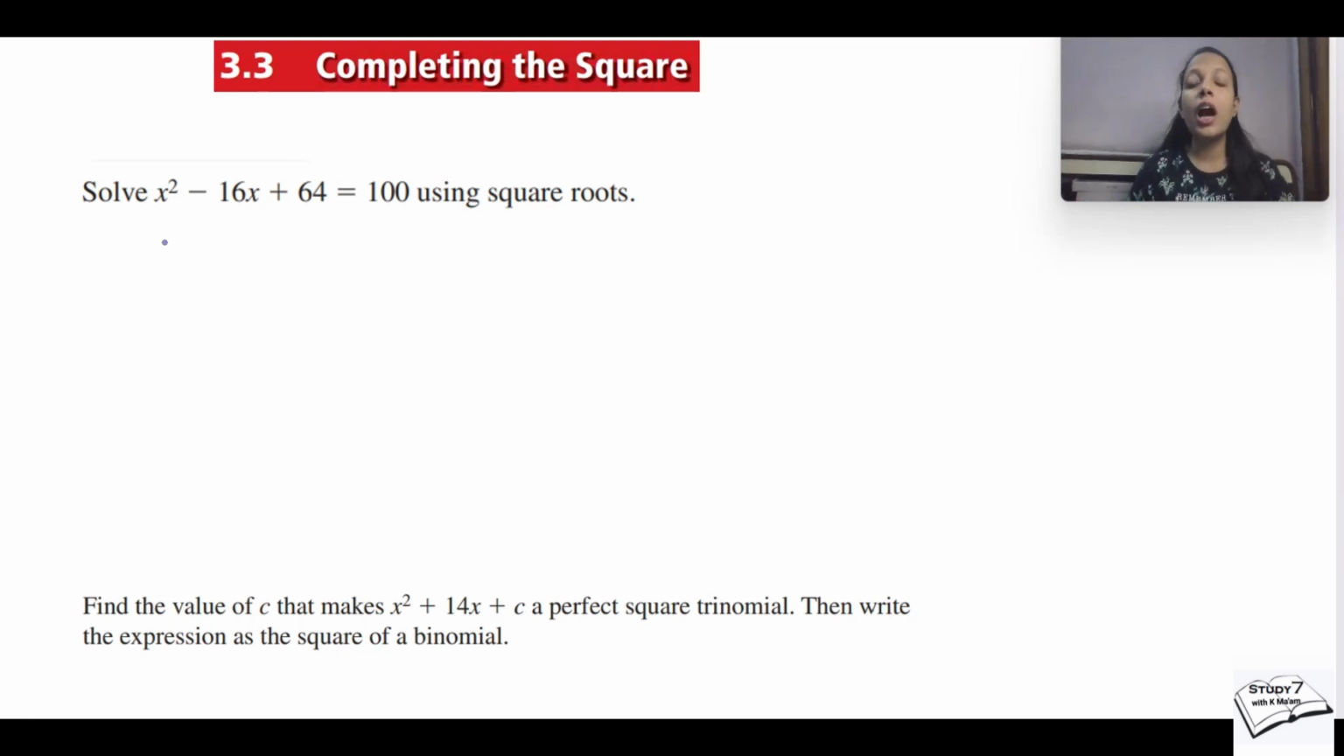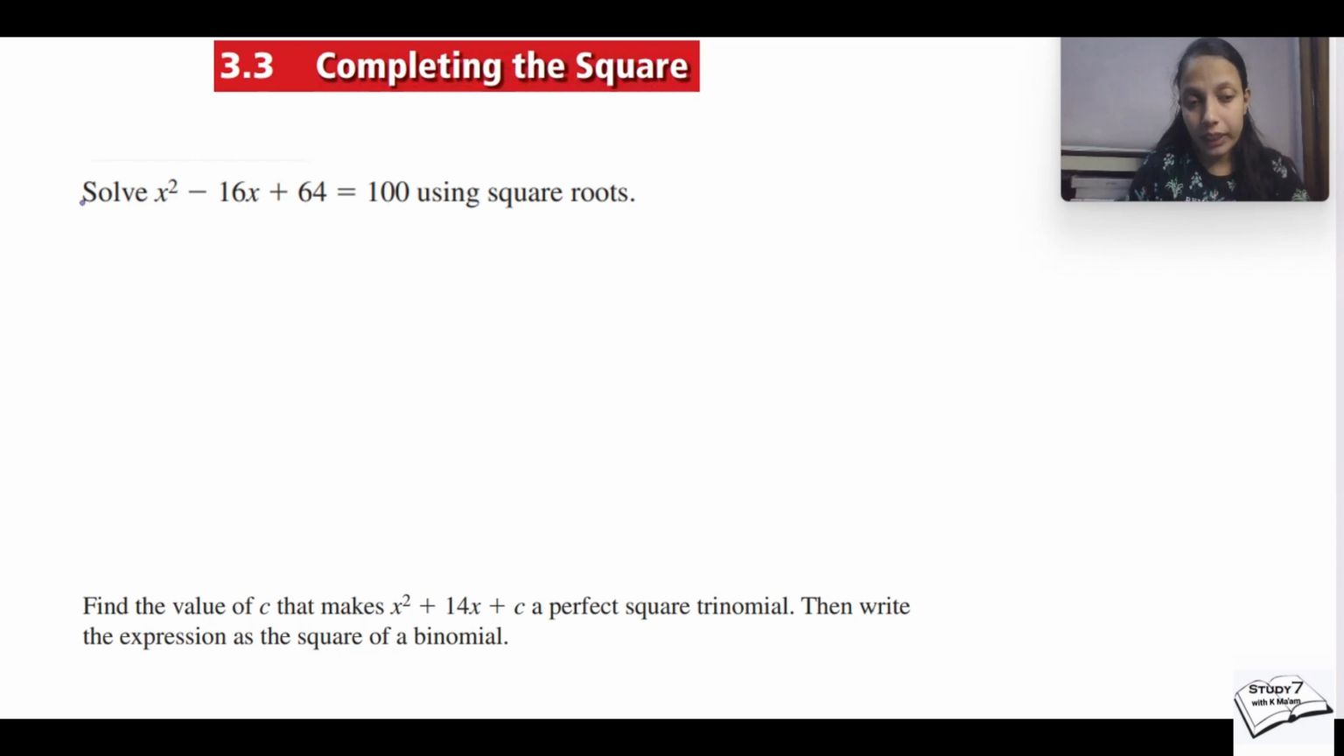Hello everyone, now we are continuing 3.3 here. In this we have to complete the square. Completing the square means we will form a term that has a whole square. The question is: solve x square minus 16x plus 64 equals 100 using the square root. So we have to use a square root to solve this question.